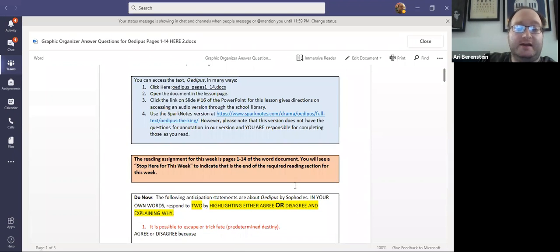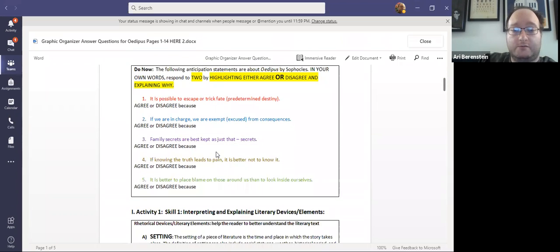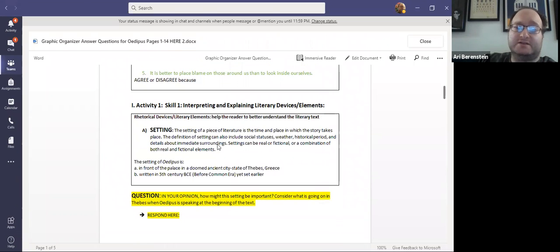And you can see here that I have given you many different ways to access the text. You can use this link to go back to that reading. You can go here to the SparkNotes version. And here's the do now. Here's where you fill out the do now. I may also ask you to do this during the video class lesson. We may be doing some discussion of that together.